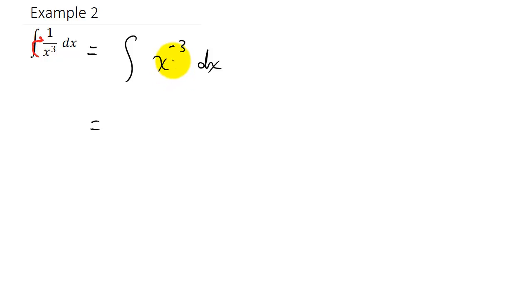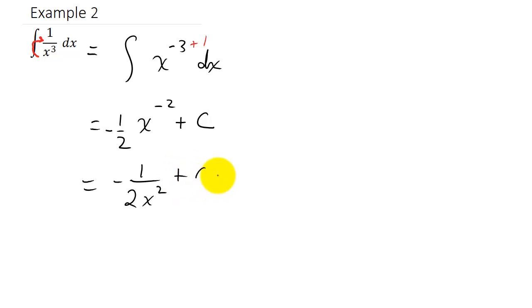Alright, so let's see what we get. I'm going to add 1 to the exponent. So that's going to give me x, and -3 plus 1 is -2. And then I multiply by the reciprocal of the new exponent. So that's times -1/2 plus c. And so I'm going to get -1 over 2x squared plus c. So all I did is I made my exponent positive by moving it into the denominator, and that changes the sign of the exponent. So here's my solution. Alright, let's take a look at another one.